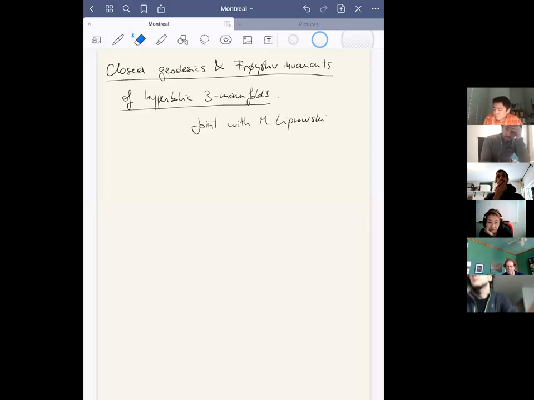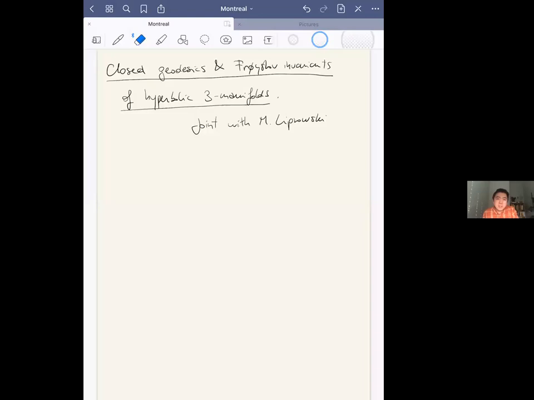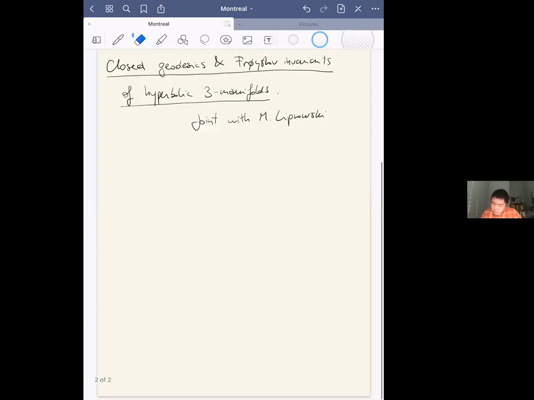Yeah, so today I will talk about a joint project with Mike Lipnowski, who is a number theorist down the road from where you are. I want to tell you about closed geodesics and Frøyshov invariants of hyperbolic three manifolds. So let me just give a little bit of context and the kind of problems that we've been thinking about in the past few years.